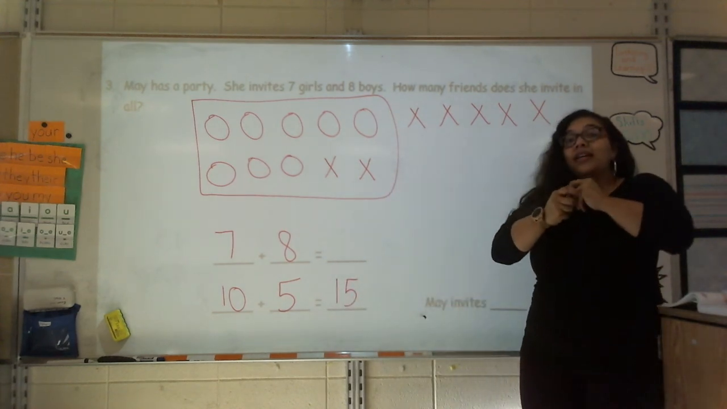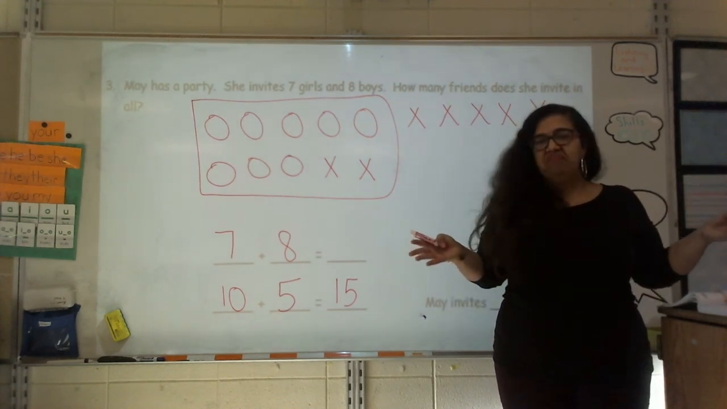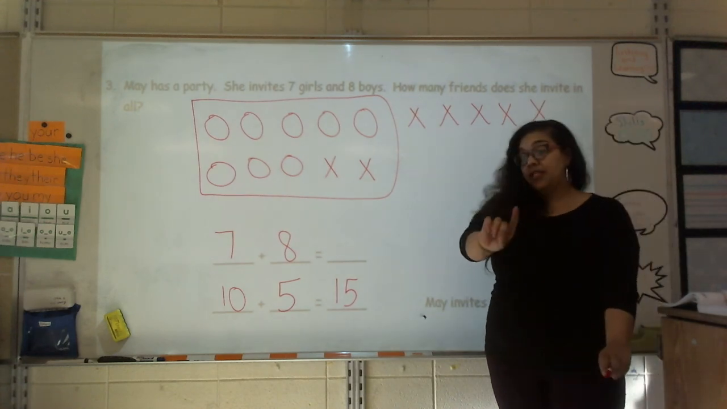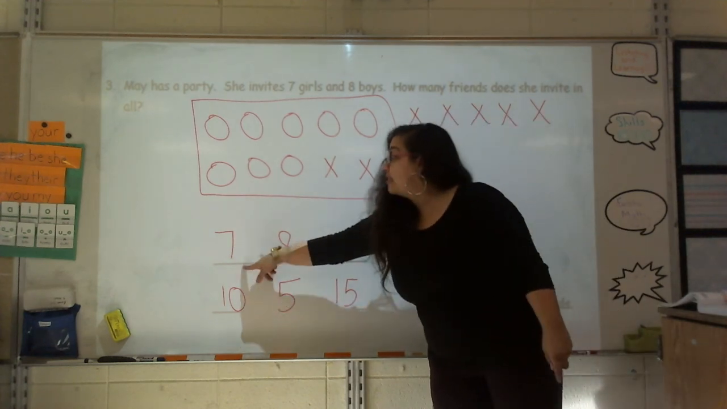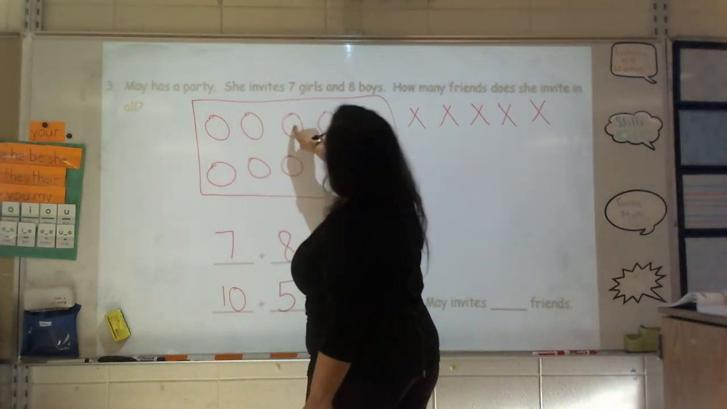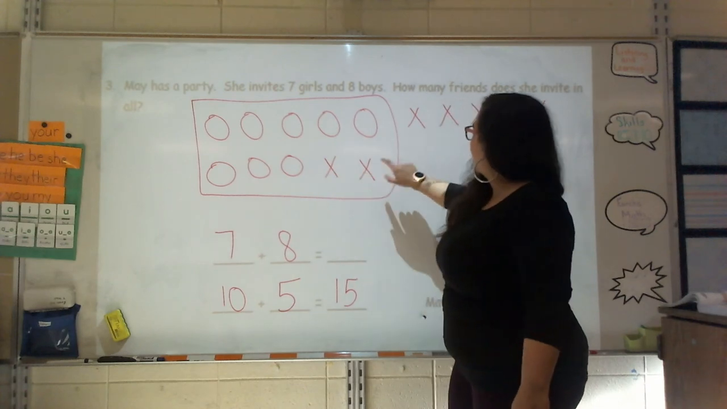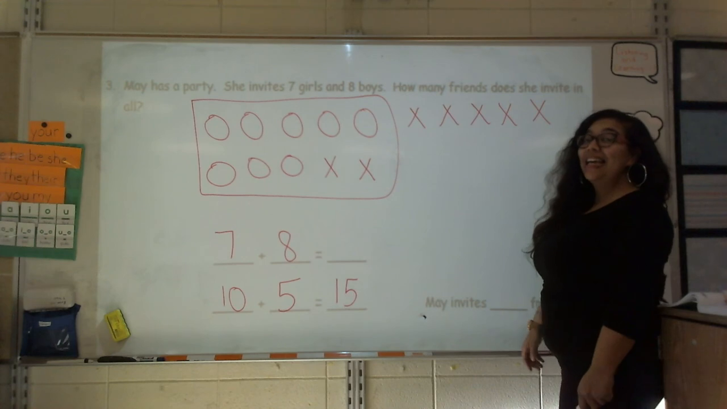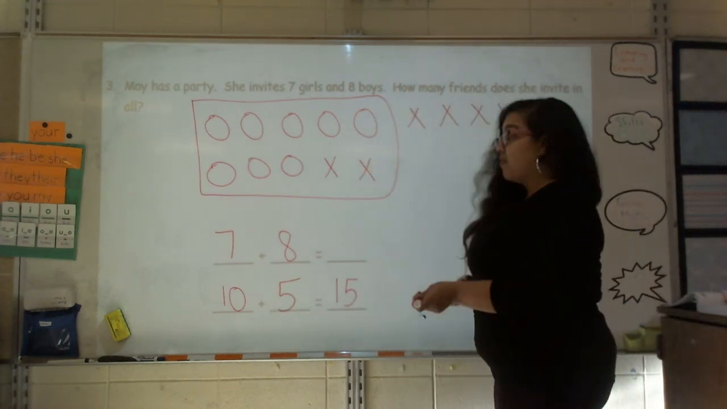Now, did any more kids come to the party? Did May's mama pop up with some cousins? Nobody else is there. So this leads me to believe that 10 plus 5 is equal to 7 plus 8. Don't believe me? Just watch. Let's count. 1, 2, 3, 4, 5, 6, 7, 8, 9, 10, 11, 12, 13, 14, 15. It is the same. 10 plus 5 is equal to 7 plus 8.